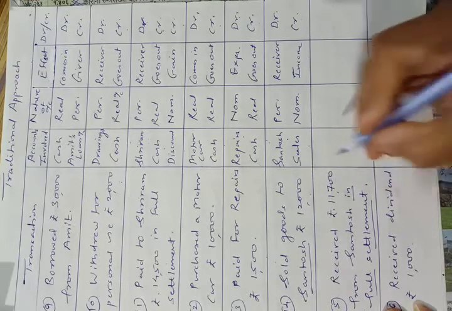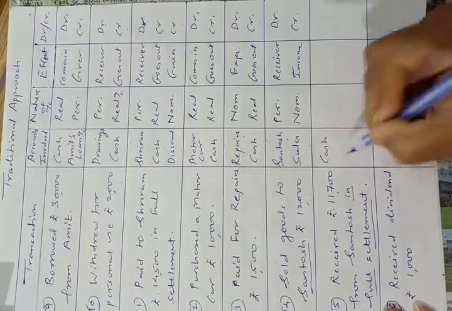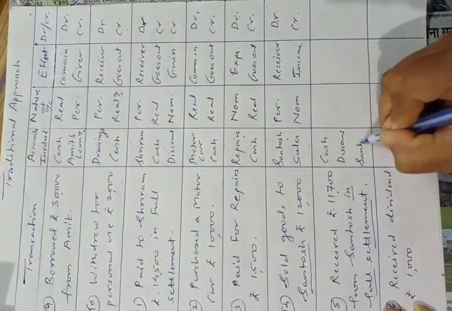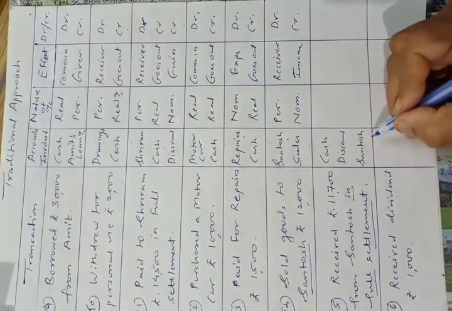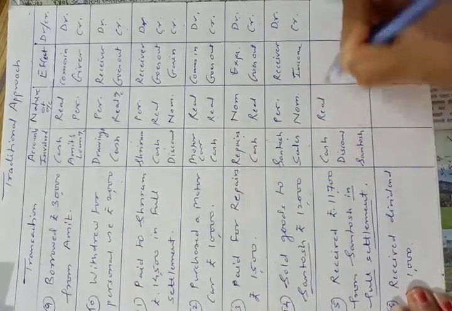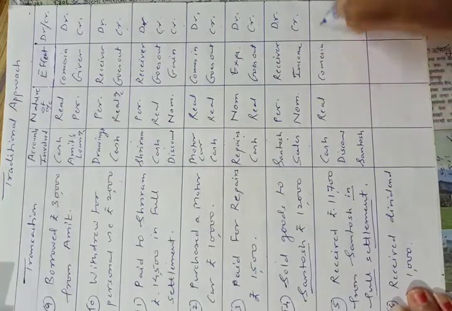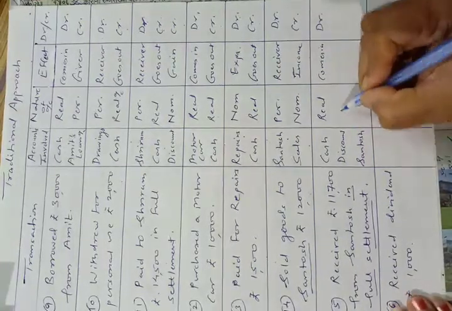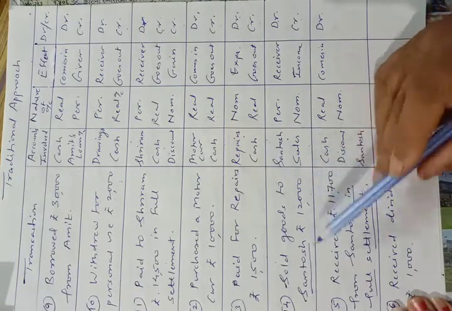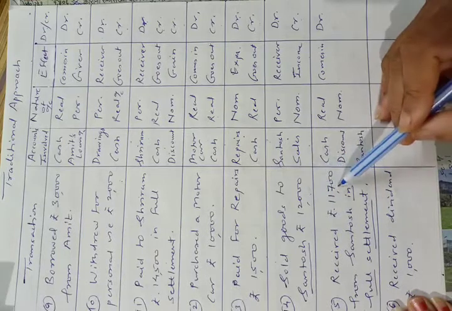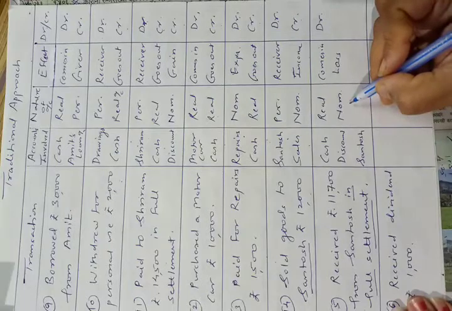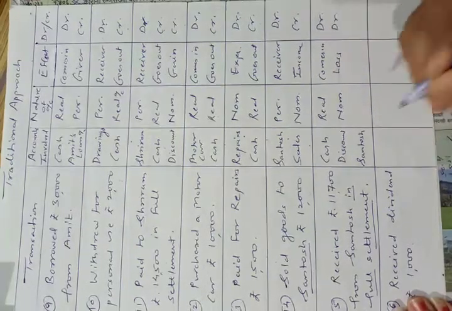Understood? So one account will be cash account, second account will be discount account and third account will be Santosh account. Understood? Now as we are receiving cash, cash is a real account and it comes in, the rule says debit what comes in. Discount is a nominal account and as we are getting 11,700 instead of rupees 12,000, it means we are getting 300 rupees less, so it is our loss. And the rule of nominal account says that debit all expenses and losses, so debited.